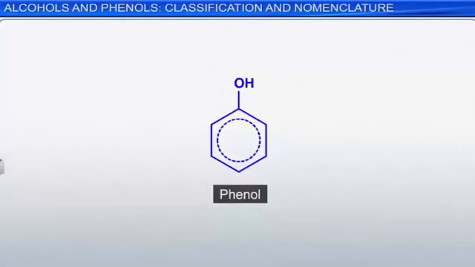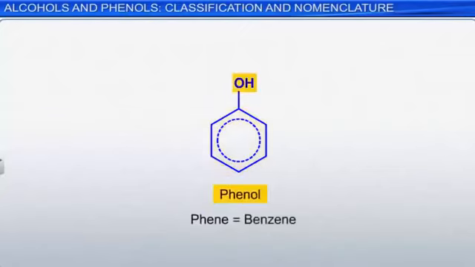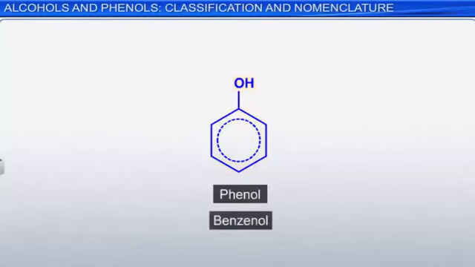Let's turn our attention to the class of organic molecules called phenols. Phen is an old name for benzene. So the benzene containing 1 hydroxyl group is known as phenol. Although the systematic name is benzanol, phenol is an accepted IUPAC name. We can use this as the basis for naming phenol derivatives.